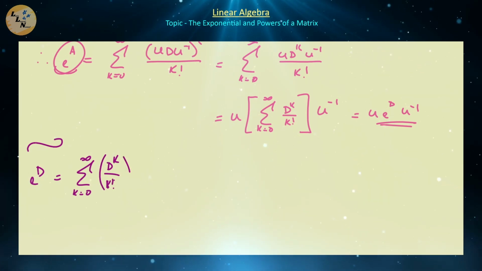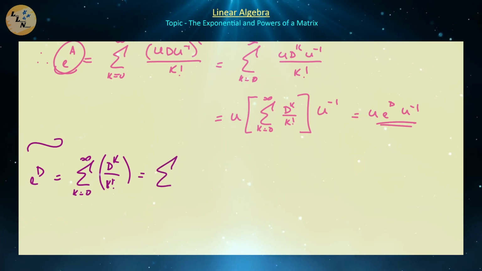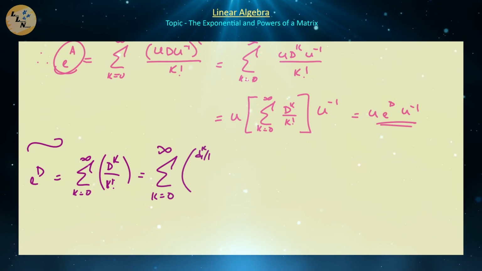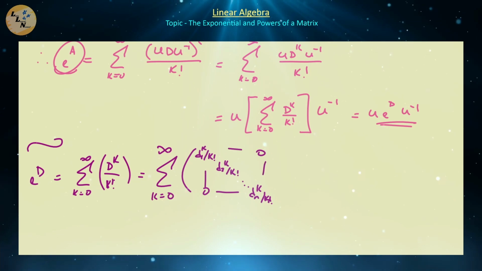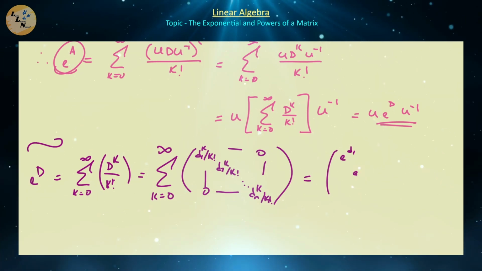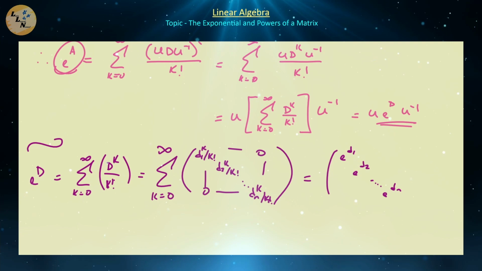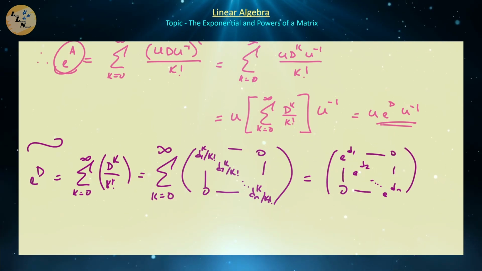So what does this matrix D to the k over k factorial look like? Let's write that in matrix notation. So that's going to be d1 to the k all over k factorial, d2 to the k over k factorial, all the way down to dn to the k all over k factorial, 0 elsewhere. So if I add a bunch of diagonal matrices, that's of course going to be a diagonal matrix, and we're adding up all those entries along each of those entries. So notice that that's actually going to become e to the d1, e to the d2, all the way down to e to the dn, and of course that's going to be a diagonal matrix.